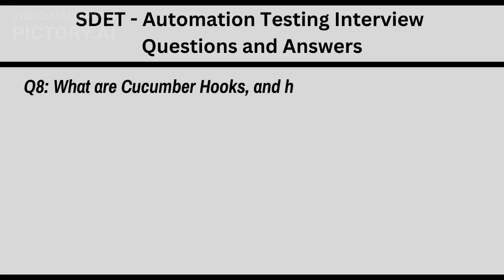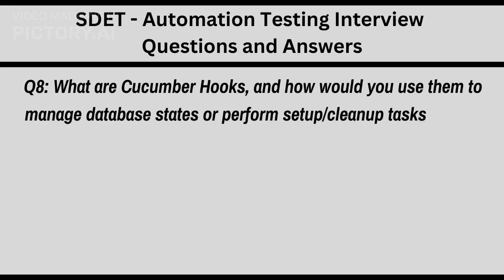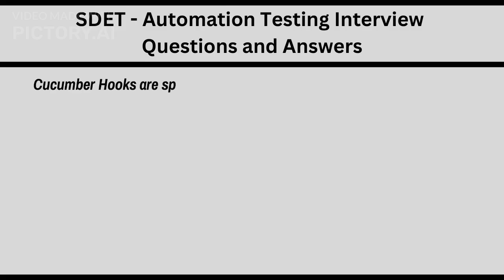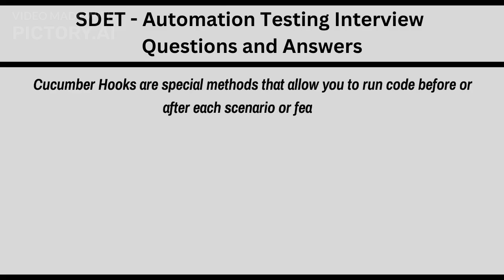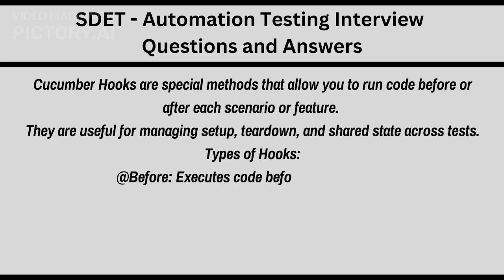Q8. What are Cucumber hooks, and how would you use them to manage database states or perform setup/cleanup tasks around specific scenarios? Cucumber hooks are special methods that allow you to run code before or after each scenario or feature. They are useful for managing setup, teardown, and shared state across tests.